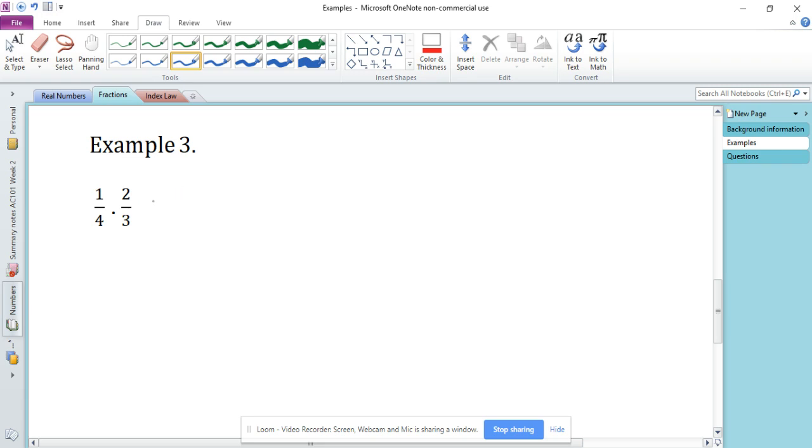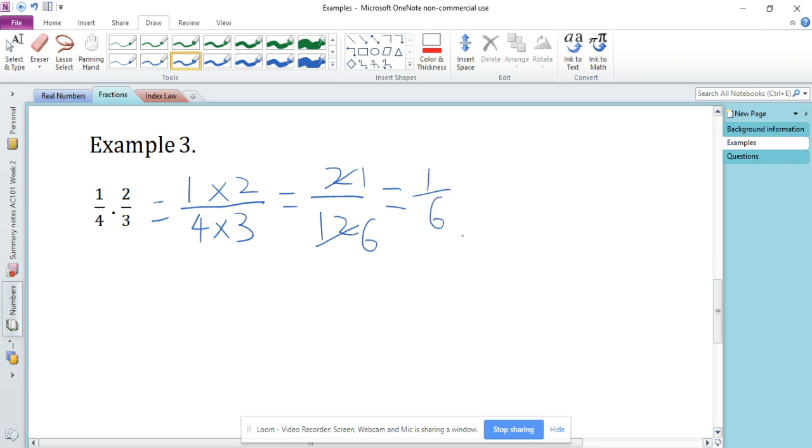Example 3 is the fraction multiplication. As I mentioned, what should you do? Bottom part times the bottom part, and then top times the top. So 4 times 3 is 12, 1 times 2 is 2, your answer is 2 over 12. Simplify it, divide by 2. You can divide top and bottom by 2, so you have 1/6 as your final answer.